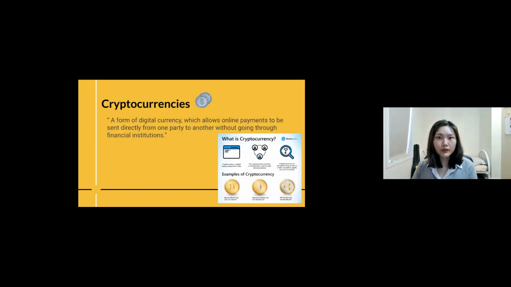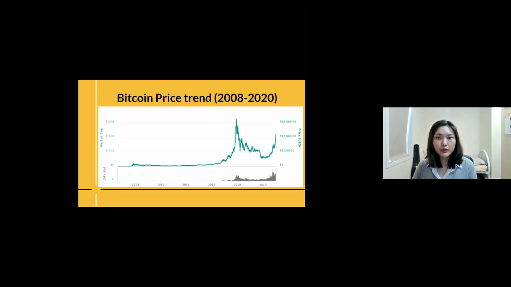Cryptocurrency is a form of digital currency, which allows online payments to be sent directly from one party to another without going through financial institutions. It quickly became an emerging trend around the world. For instance, Bitcoin's market capitalization has grown rapidly.